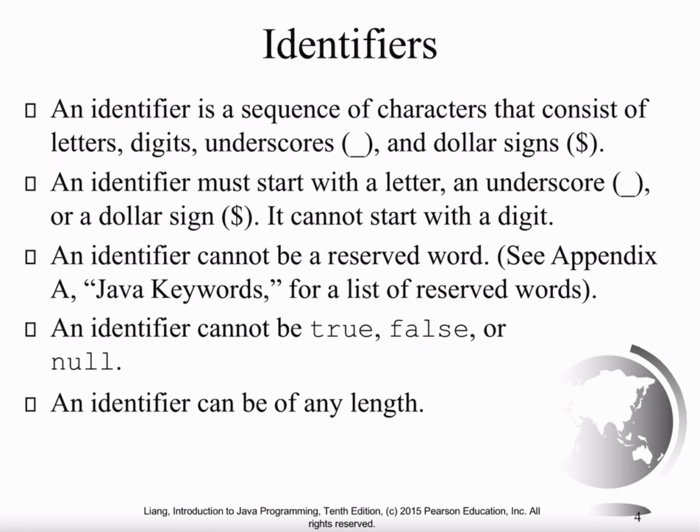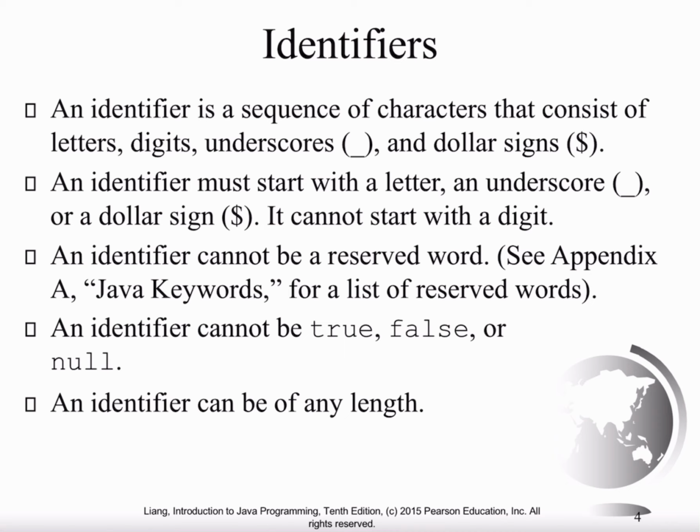Let's talk about identifiers. So what is an identifier? It is basically a sequence of characters that consists of letters, digits, underscores, and a dollar sign. An identifier is where you actually declare a variable. There are many different types of variables and you need to name them so you can refer back to them. So you can either write a letter, which is a character, or a sequence of characters, which is a word that identifies that data type.